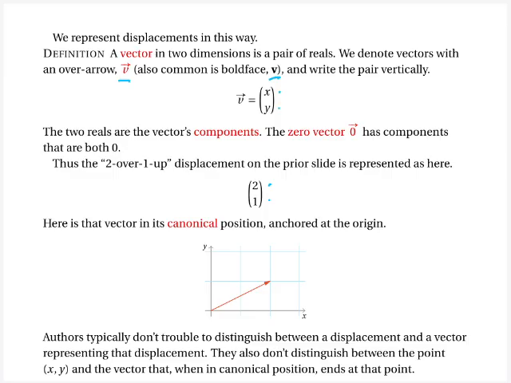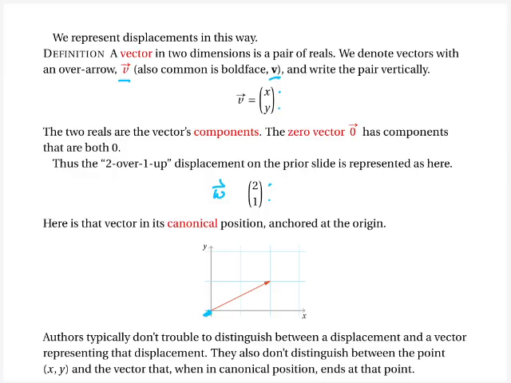The 2 reals are called the vector's components. So x is the first component, y is the second component. The 0 vector, just naming a vector that has a name, has components that are both 0. So the 2 over and 1 up displacement on the prior slide is represented this way. We might call it W with an arrow over. All right, and then here is that vector. Since it doesn't have any particular starting point, it's sometimes convenient to move it to start at the origin. That's said to be the vector in canonical position, starting at the origin.